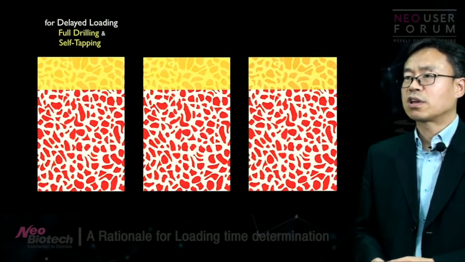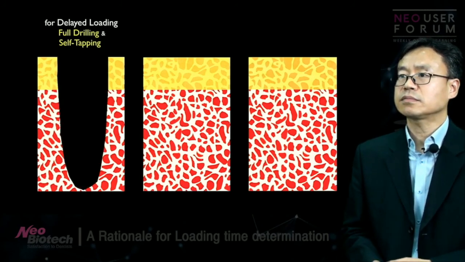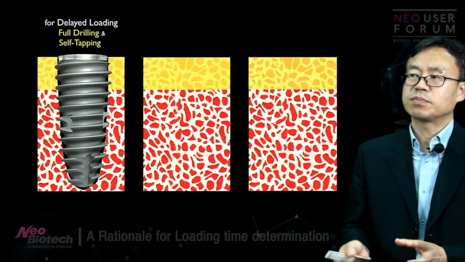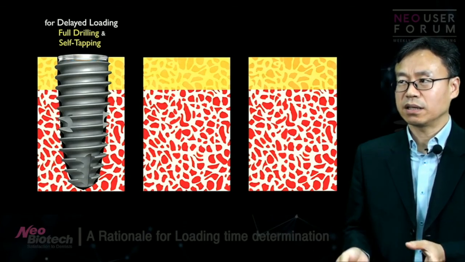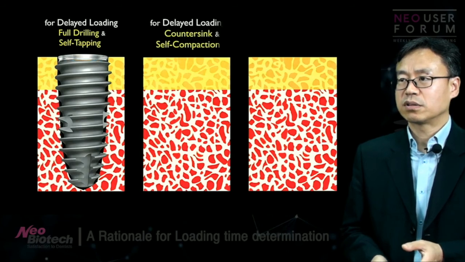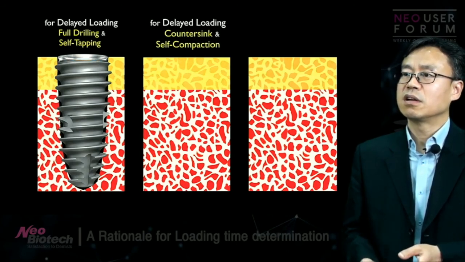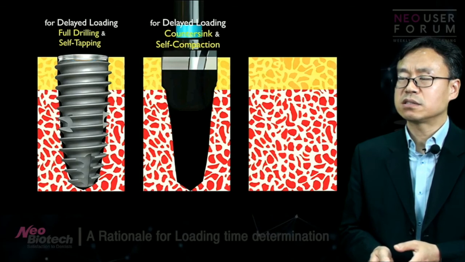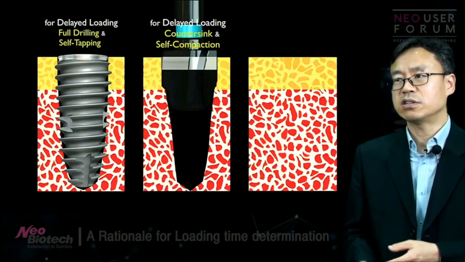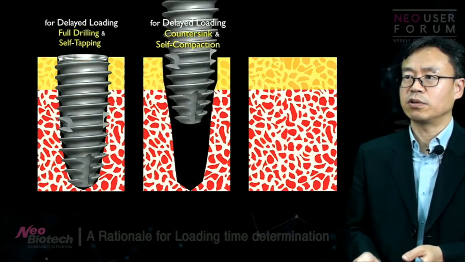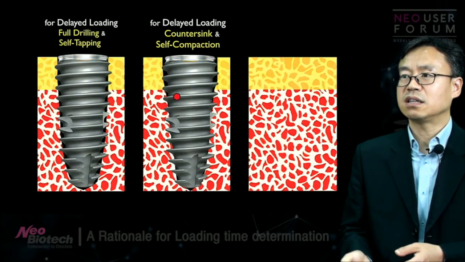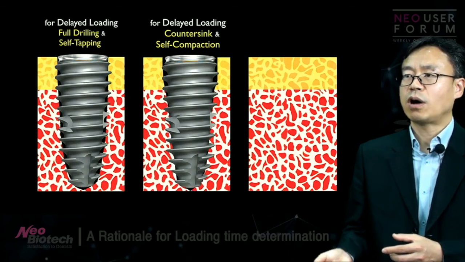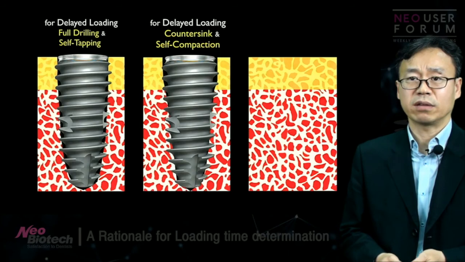This first one is an old concept for delayed loading. We have full drilling and the implant fixture is placed with self-tapping capability only. But in the middle, although it's still for delayed loading, we want to avoid any overstress on the cortical bone area, so we use countersink and self-compaction in the cancellous bone area. So again, you can see these gaps. So this is not quite for an accelerated loading protocol.